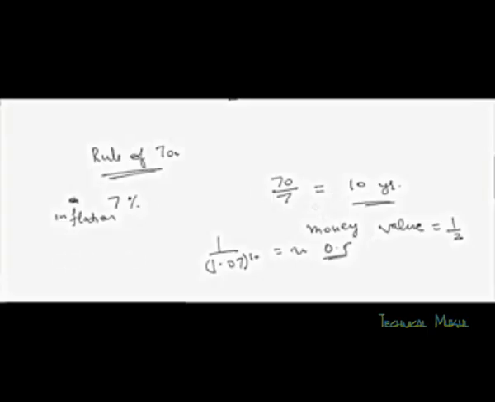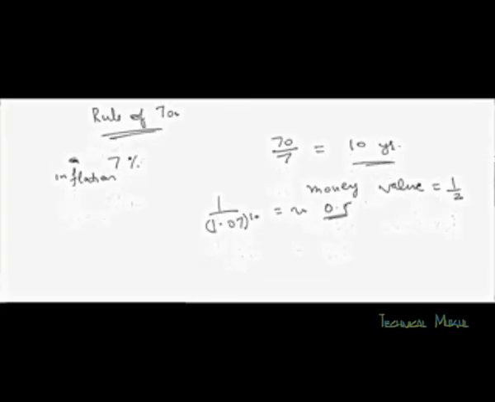And the same way, if the inflation is 14%, then it will take you 70 divided by 14 is equal to 5 years. So this is what we call the rule of 70. So these were the rules.